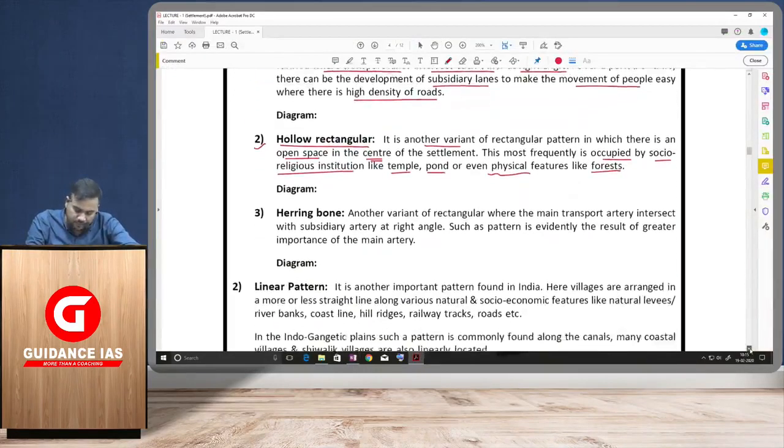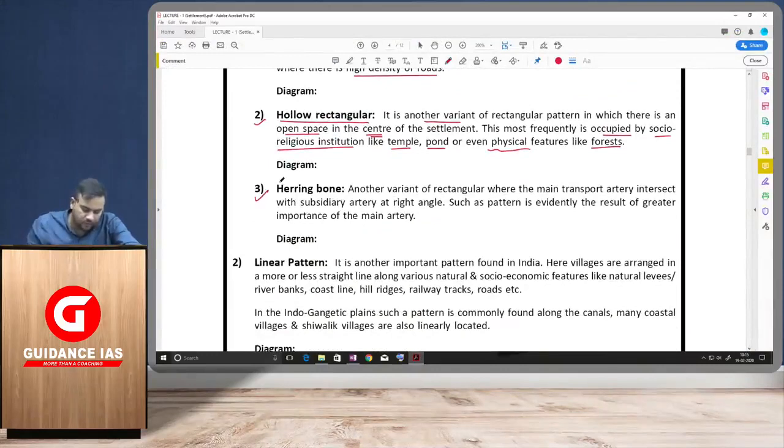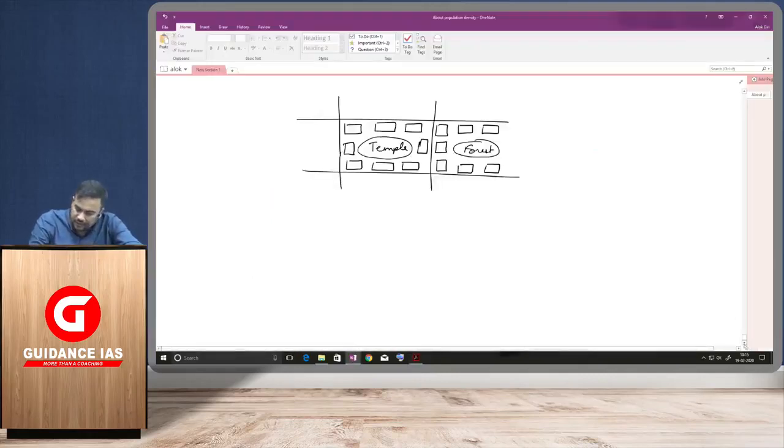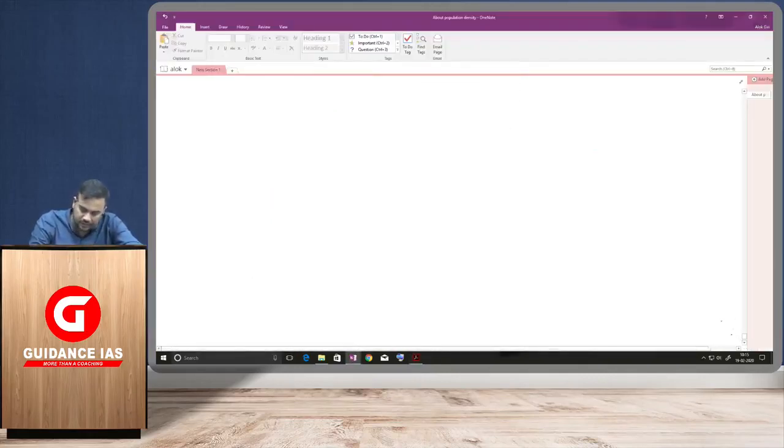Then there can be the herringbone pattern. So herringbone pattern is a situation where there is a main transportation artery which is being intersected with subsidiary arteries at right angles. And here the main artery has greater importance, the main road. So for example, herringbone pattern would look something like this.